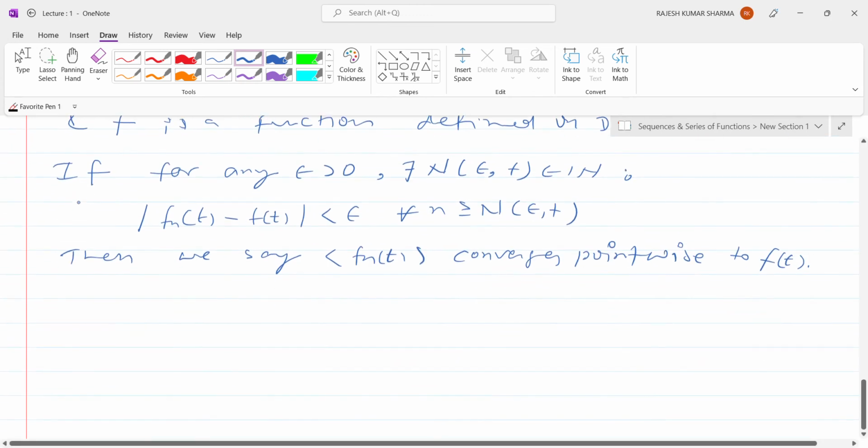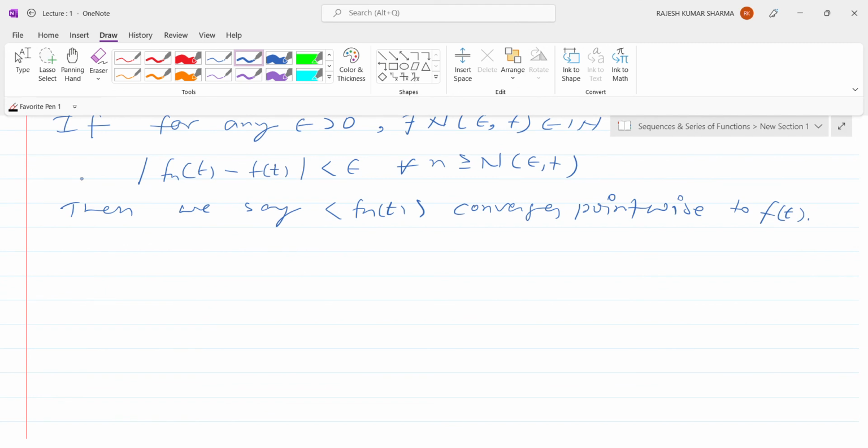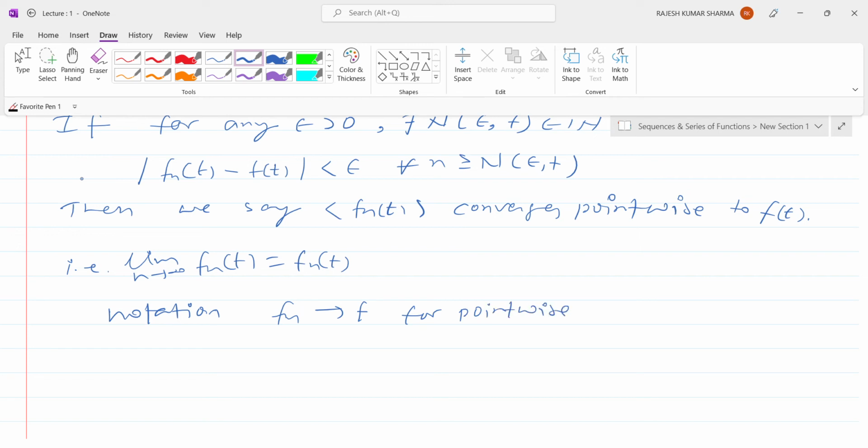to f(t). That means the limit of n tending to infinity of fn(t) is equal to f(t). That is, there is also a notation for pointwise convergence: fn converges to f pointwise.